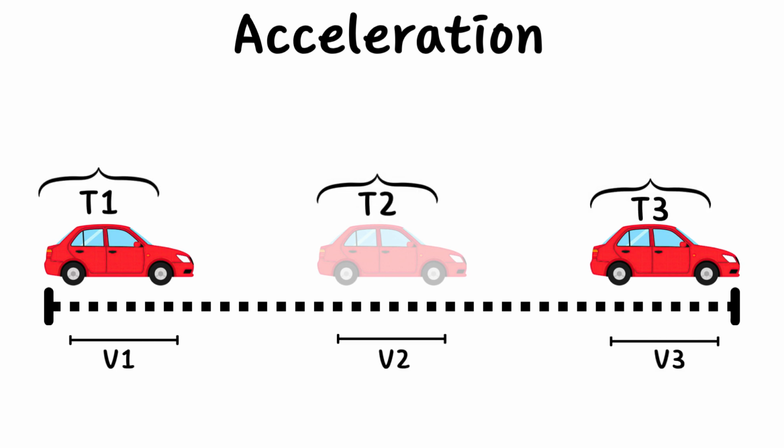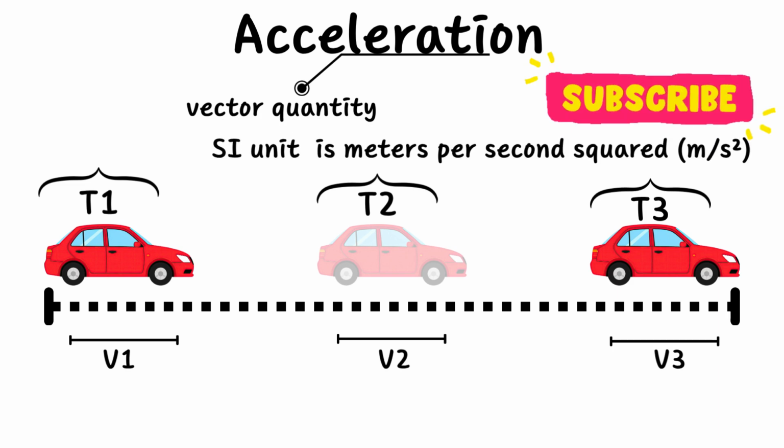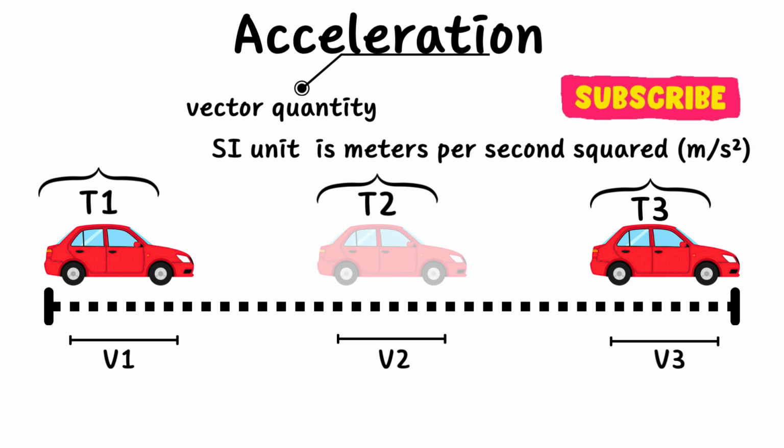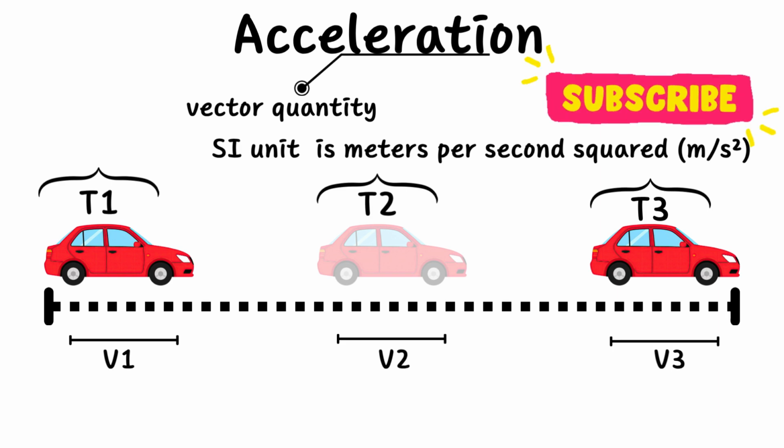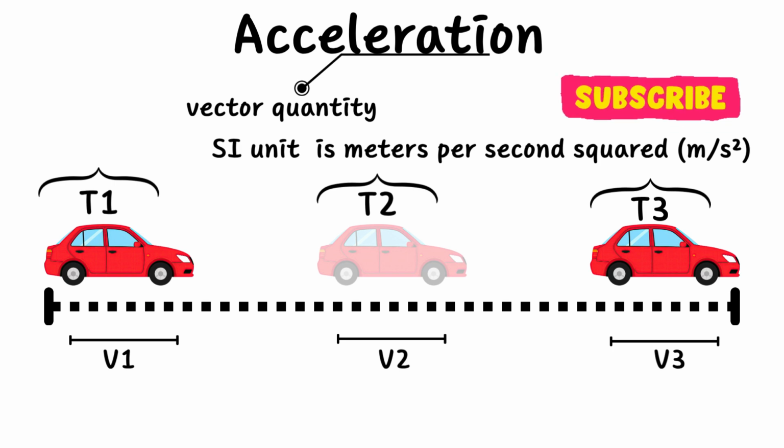And because it involves a specific direction, acceleration is a vector quantity. The standard SI unit for acceleration is meters per second squared, and it tells you how many meters per second the velocity is changing every single second. Acceleration occurs whenever an object changes its speed, changes its direction of travel, or both. For example, a car turning a corner at a constant speed is still accelerating because its direction is changing.